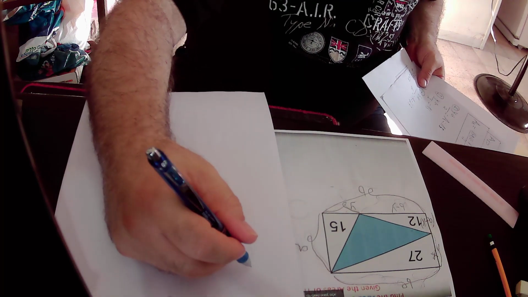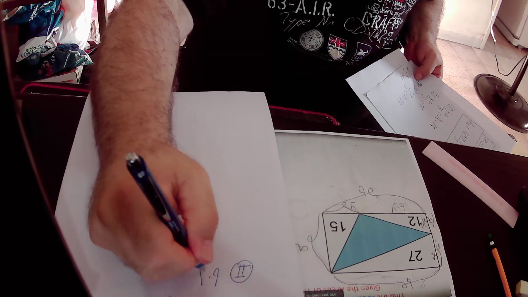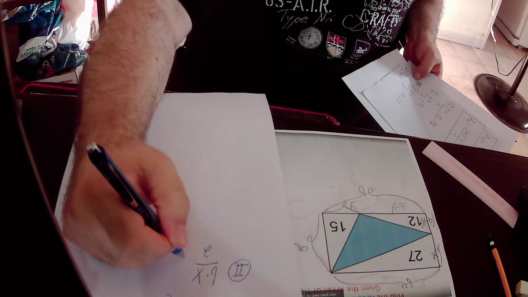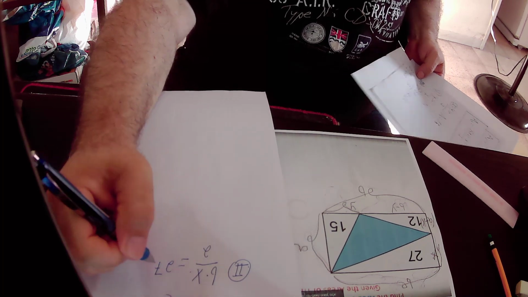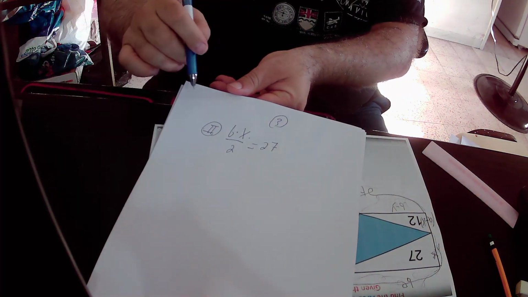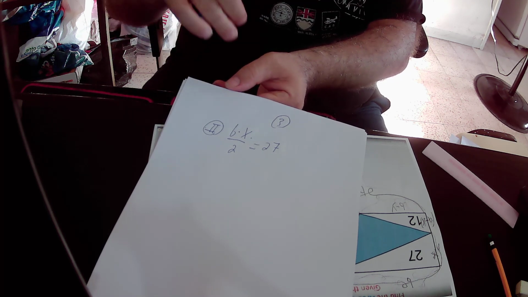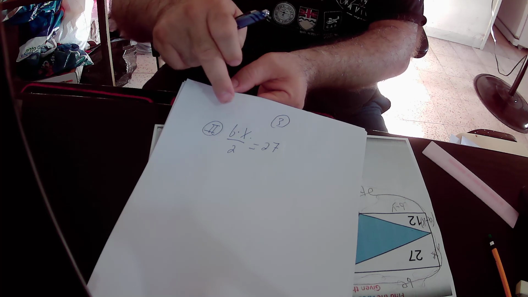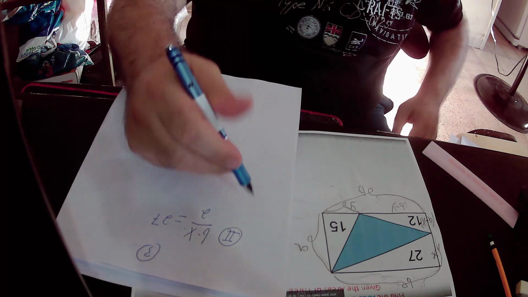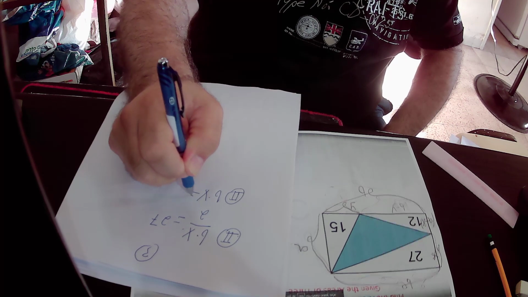The second equation is b times x divided by 2 equals 27. Okay, this is the second equation. We'll take x out of the equation, so we will multiply both sides of the equation by 2. We will get that b times x equals 54.